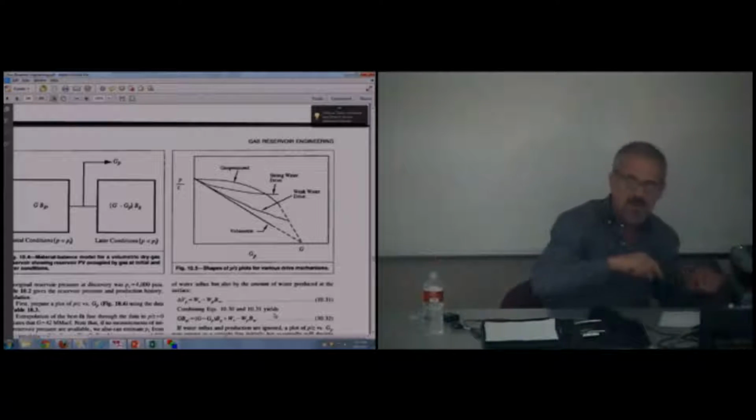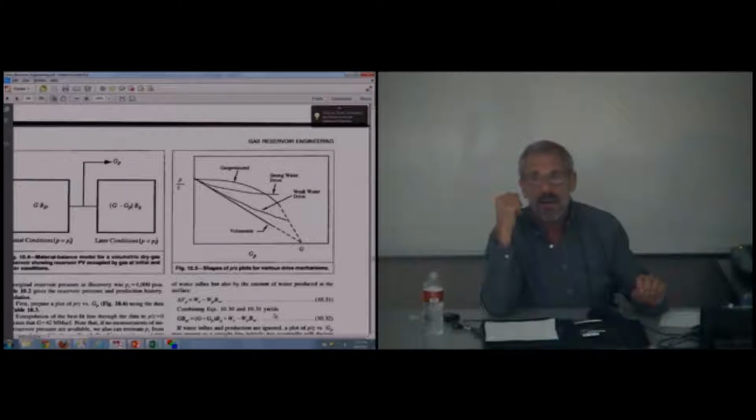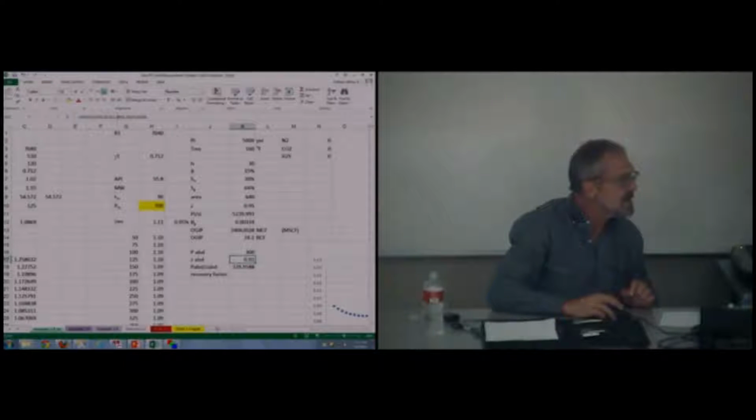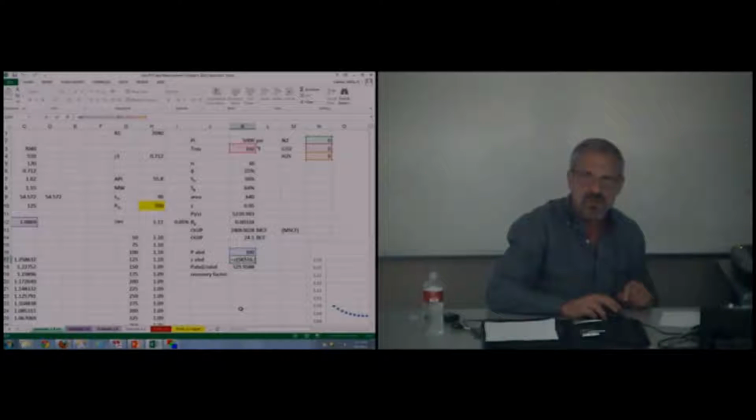Professor, how do we get the abandoned Z factor? How do we get the Z at abandonment? It's a function of reservoir temperature and abandonment pressure.